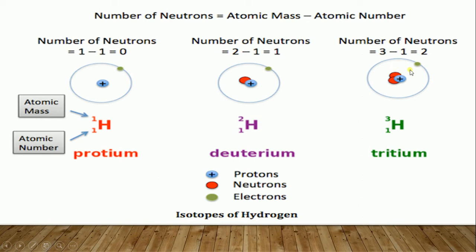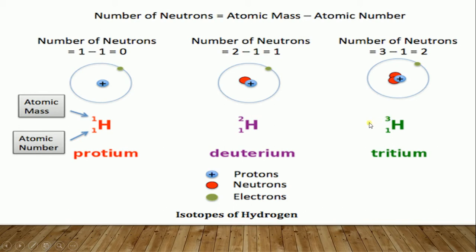Now come towards this hydrogen. This hydrogen has only one proton and two neutrons. You can see in this diagram that two neutrons are present inside the nucleus of the atom and there is only one proton. So the total number of protons plus neutrons is called the atomic mass. So the atomic mass of this hydrogen is 3.